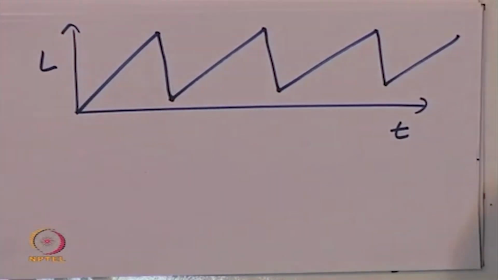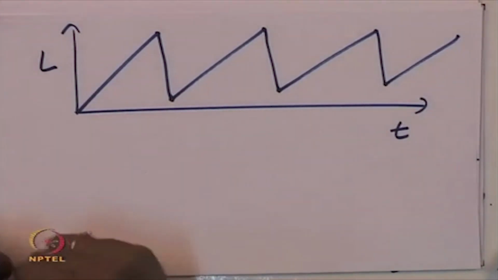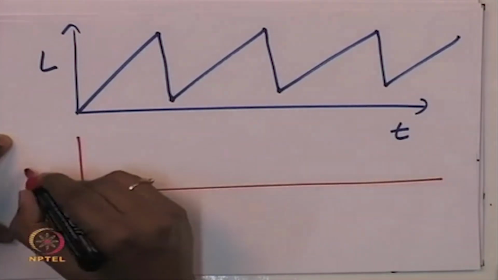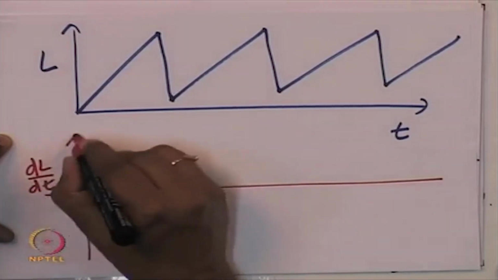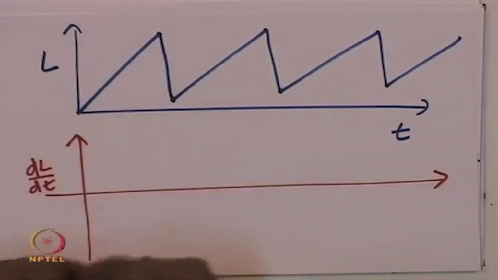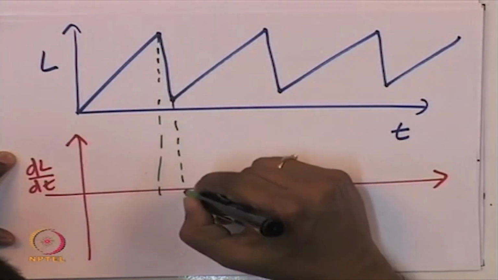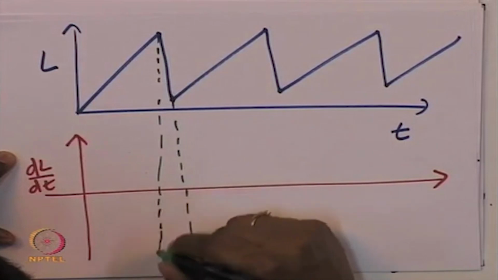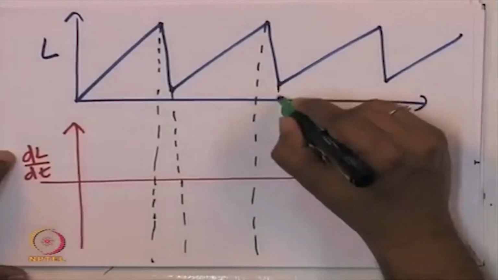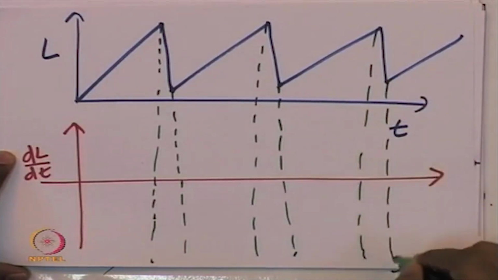Now, what we want is the derivative. The derivative we want to plot. So, we want to plot here dl by dt, and we will mark these points. I just draw a vertical line so that we can mark this.